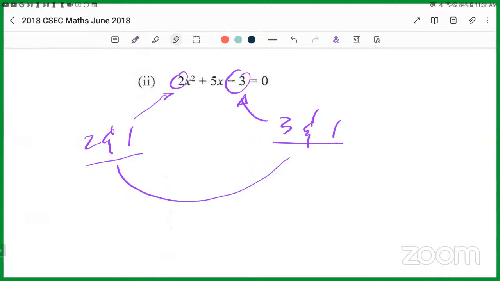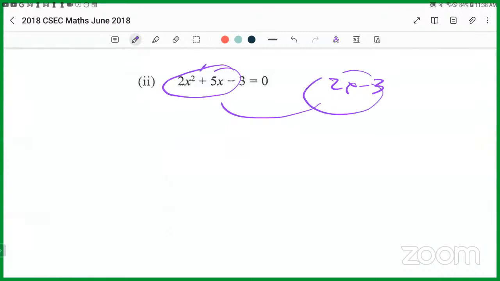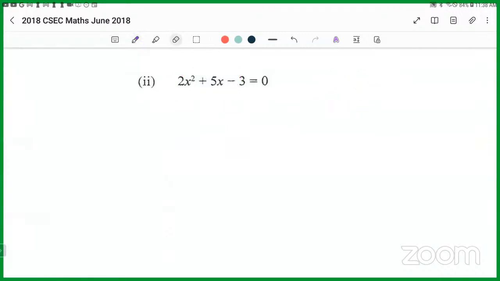So when my n values are prime like this, I really don't need to do the 2 times minus 3 process. I don't need to do that. I'm going to show you this time how I can factorize this without the need to do that, simply because the n values are prime. The only factors of 2 are 2 and 1. The only factors of 3 are 3 and 1. All right? So watch this now.